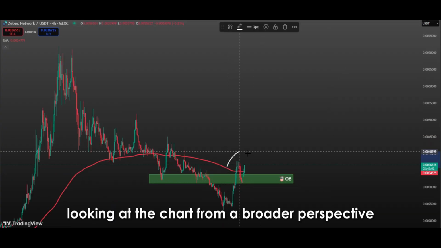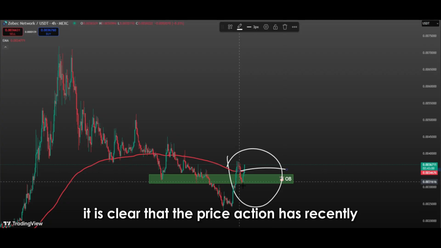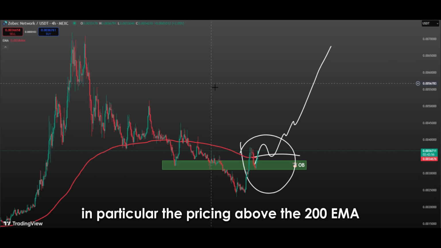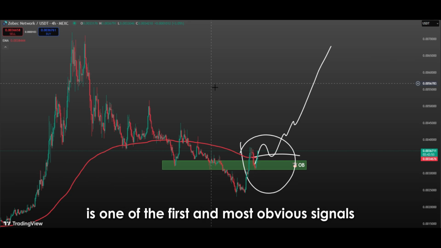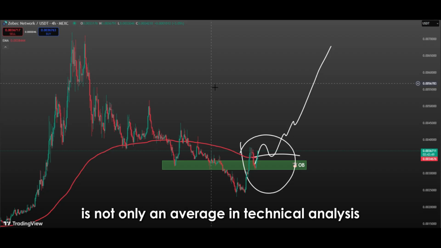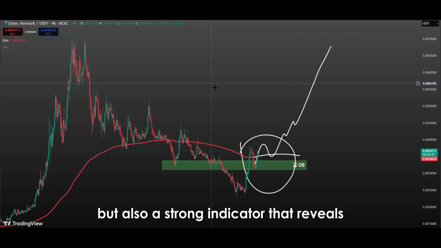Looking at the chart from a broader perspective, it is clear that the price action has recently undergone a significant structural transformation. In particular, the pricing above the 200 EMA is one of the first and most obvious signals of this transformation. The 200 EMA is not only an average in technical analysis, but also a strong indicator that reveals the directional trend of the market.